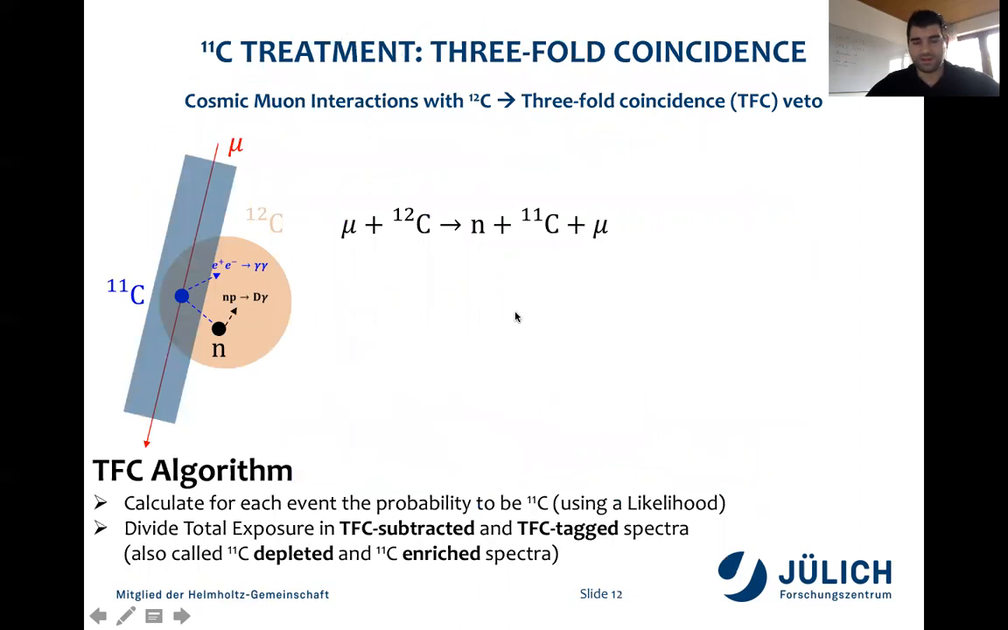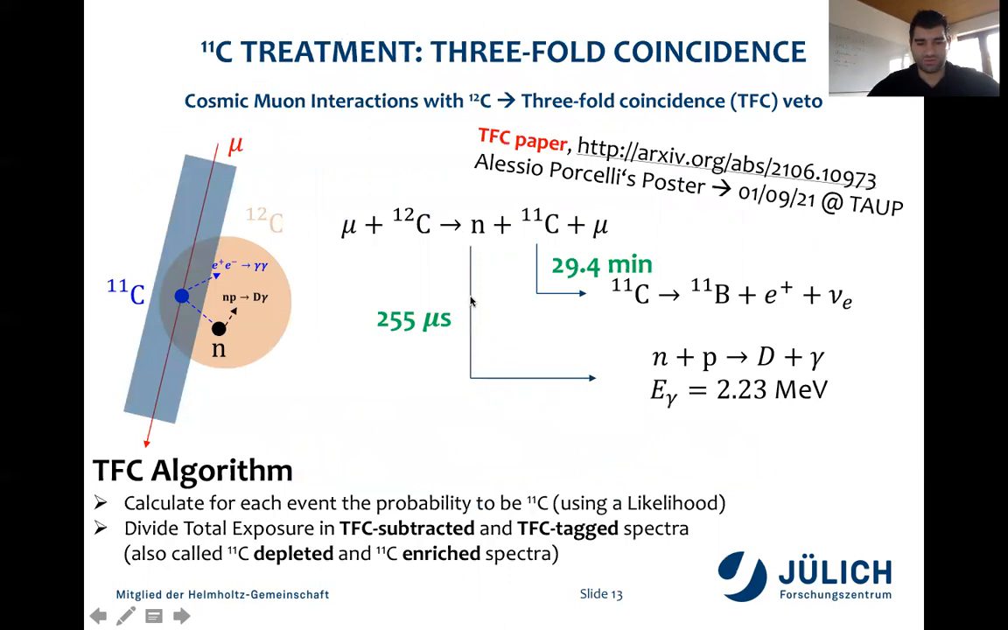And this actually brings me to the so-called TFC algorithm. The Borexino collaboration has developed the threefold coincidence veto technique in order to tag the carbon-11 events. Basically, if we have muon spallation on carbon-12, we get neutrons and carbon-11, and these neutrons are captured within 455 microseconds. On the other hand, we have the carbon-11, which is a beta plus emitter. So basically what this TFC algorithm is doing is calculating for each event the probability to be carbon-11, and then dividing the total exposure into a carbon-11 subtracted and a carbon-11 enriched spectrum.